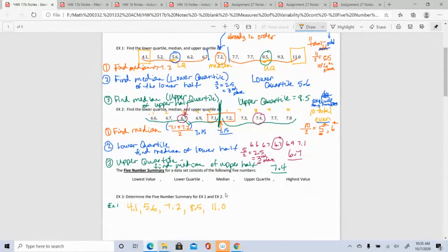Okay, so this was the lowest value, then the lower quartile, the median of the whole thing, the upper quartile, and then the highest value, or the biggest value. Okay? So I want you to take a minute to write down the 5-number summary for example 2.